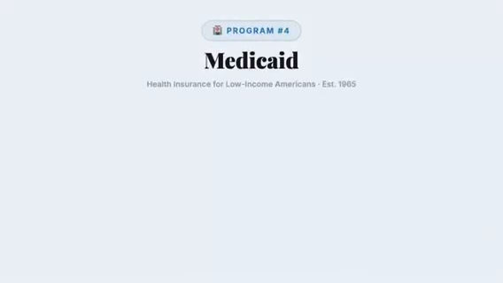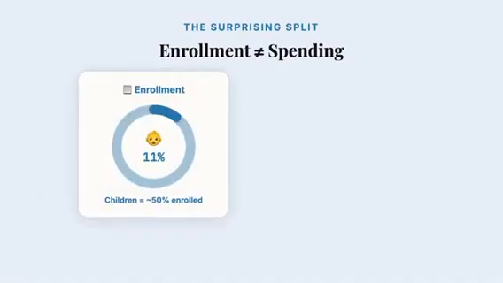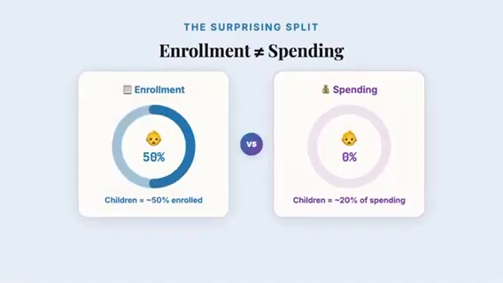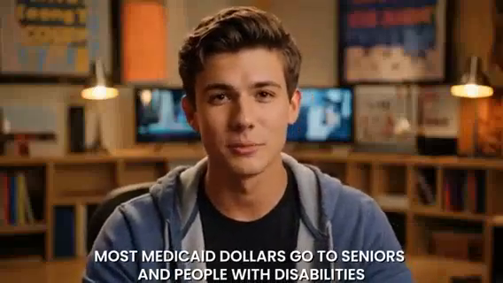Medicaid, created in 1965, provides health insurance for low-income families, the elderly, and people with disabilities. Interesting fact: children make up almost half of enrollment, but receive only about 1/5 of spending. Most Medicaid dollars go to seniors and people with disabilities.